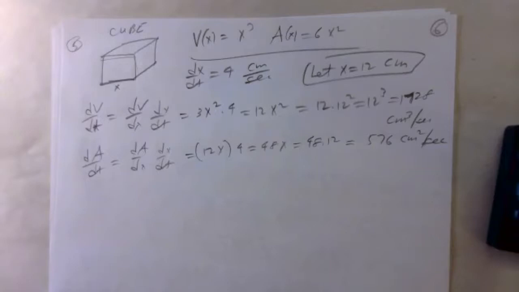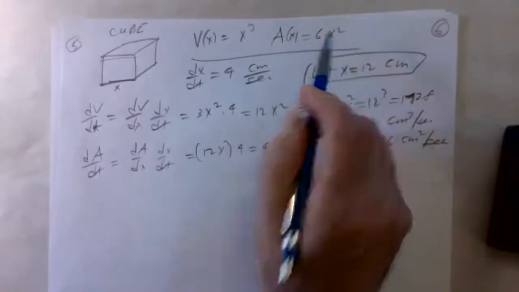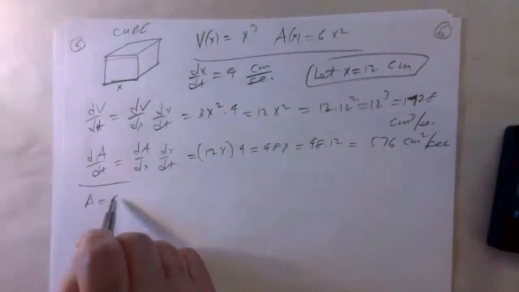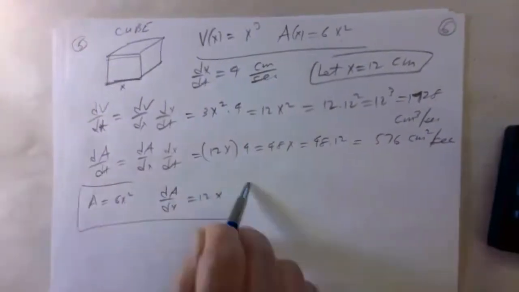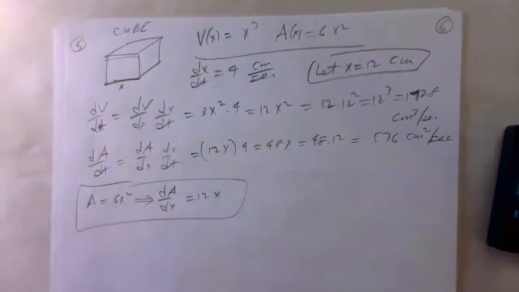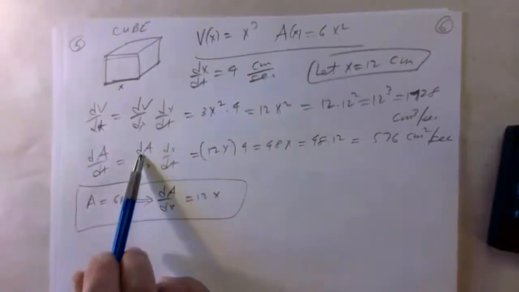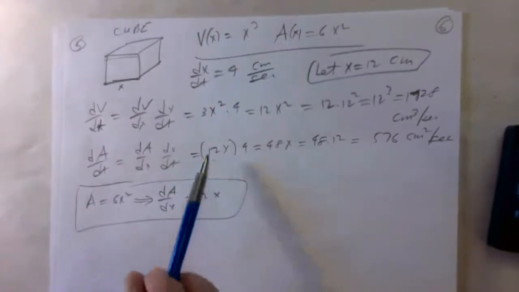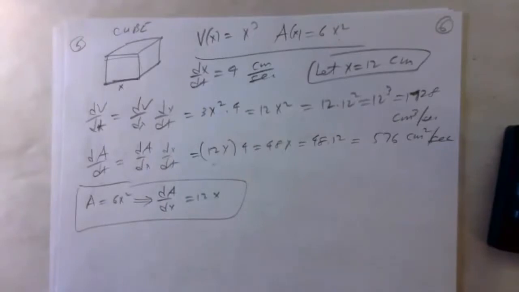Professor, where did you get the 12x? A is 6x squared. dA/dx is 12x. Got it. Thank you. Right? dA/dt by the chain rule is dA/dx times dx/dt. The dA/dx is the 12x, and dx/dt is the information we were given at the start.